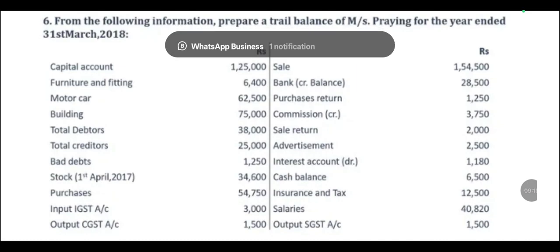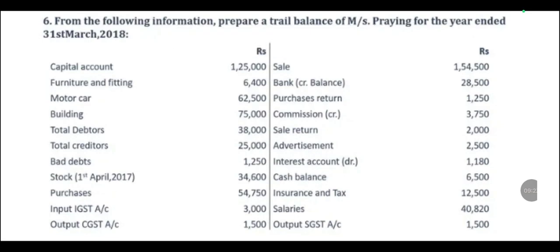Cash balance means cash account balance, debit, asset. Insurance and tax is an expense, debit. Salaries account is an expense, debit. Output SGST is a liability and it will be credited.